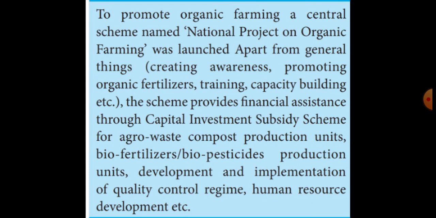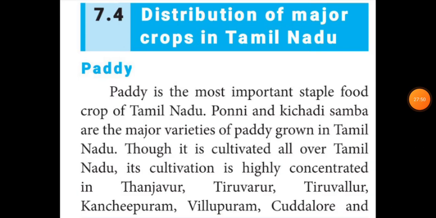What are the major crops? Shall we recall the points? Students, now we learned about the distribution of major crops in Tamil Nadu. What are the major crops cultivated in Tamil Nadu? Very good. Paddy, millets, pulses, oil seeds, sugarcane, cotton and plantation crops. First we learned about one of the important crops, that is paddy.